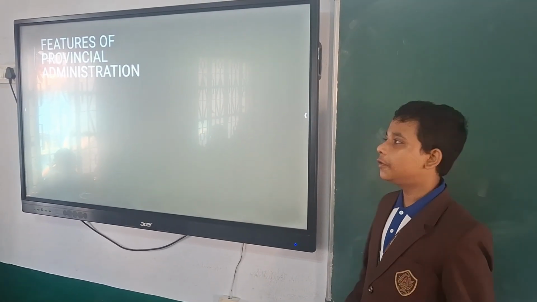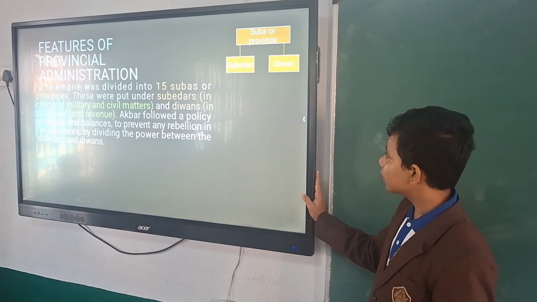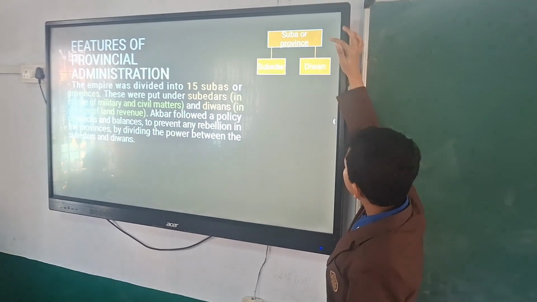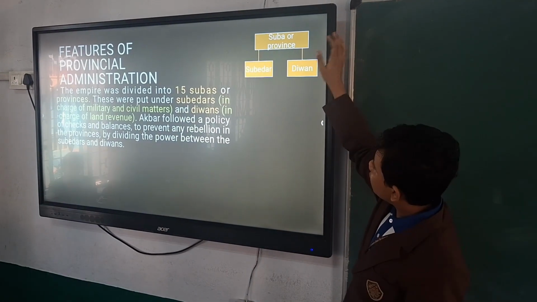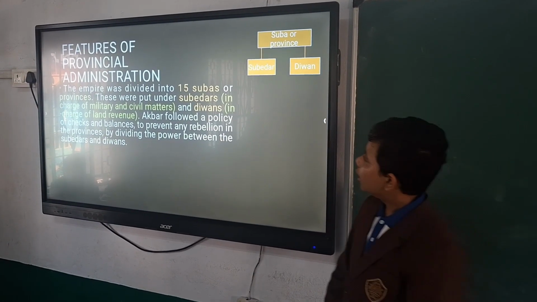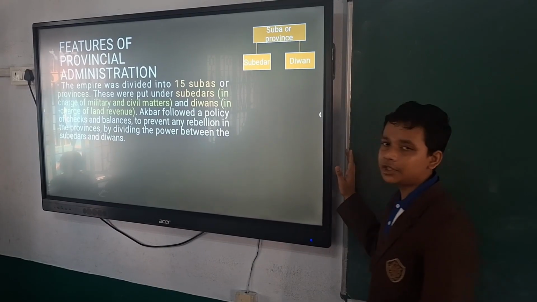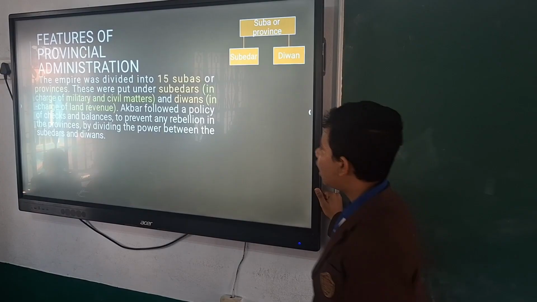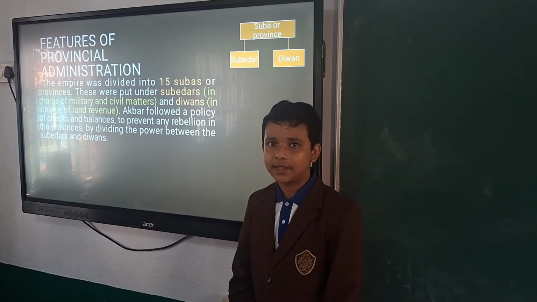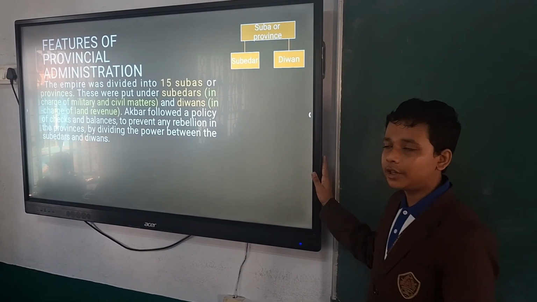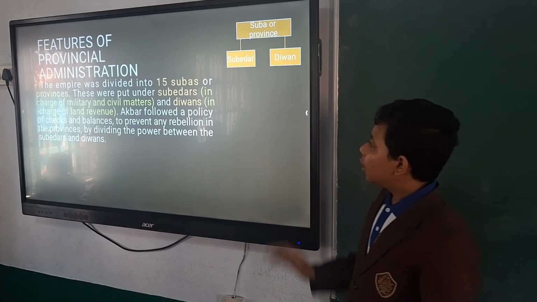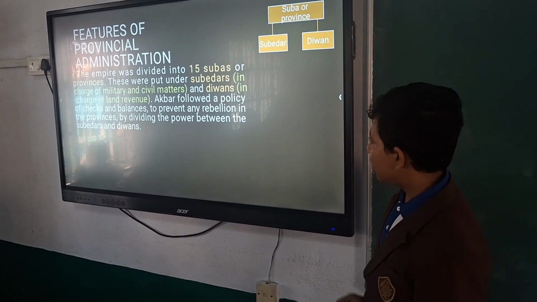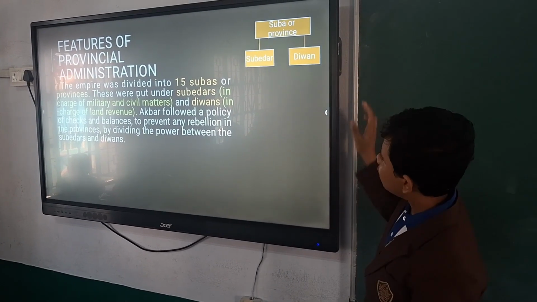Now, let us learn about the features of provincial administration. The empire was divided into 15 subas or provinces, and each suba was put under a subedar and a diwan. The subedars were in charge of military and civil matters, while the diwans were in charge of land revenue. Akbar followed a policy of checks and balances to prevent any rebellion in the provinces. Also, he prevented rebellion by dividing the power between the Subedar and the Diwan.